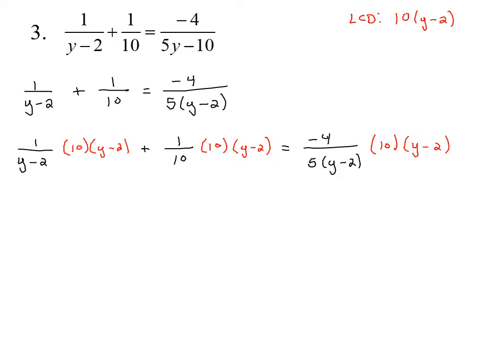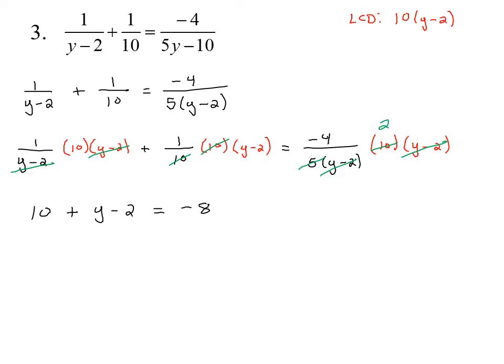And so on the first one, the y minus 2's cancel. That's good. On the second one, the 10's cancel. That's good. On the third one, the y minus 2 cancels, and 5 goes into 10 2 times. So what I'm left with is 1 times 10, which is 10. I'm left with 1 times y minus 2, which is y minus 2. And on the other side, I'm left with 4 times 2, which is 8, but it's got a negative in front of it, so it's negative 8.